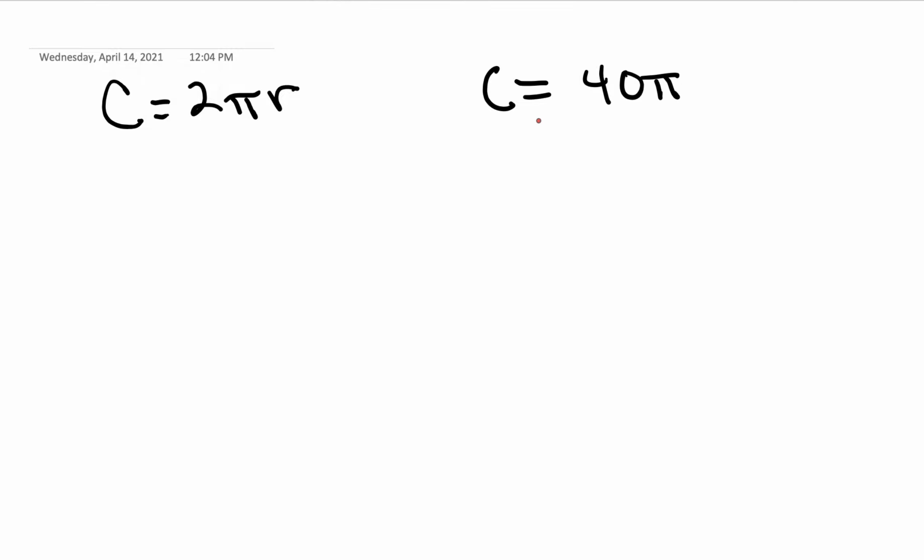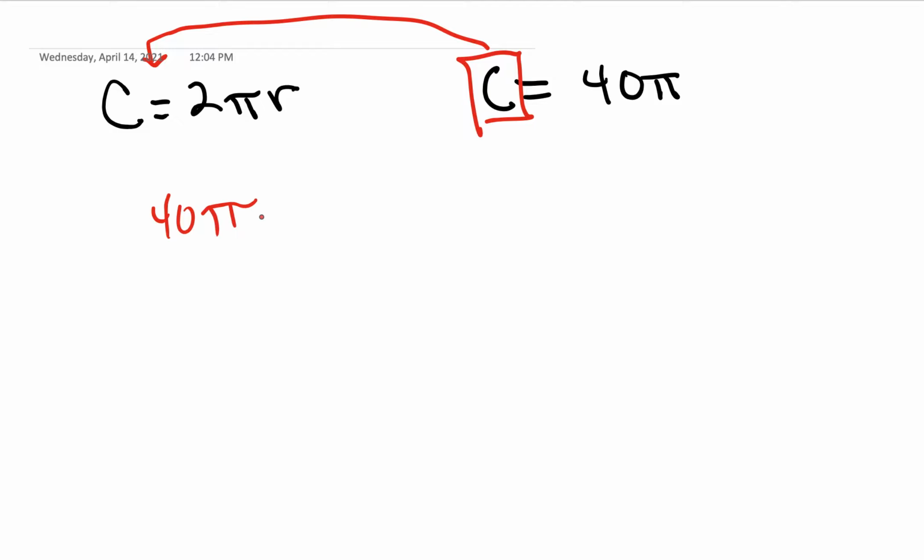So we're going to fill in what we know, the C here, we will substitute. So we'll put 40 pi equals the formula, 2 pi r. And that's for our circumference of a circle. So if we're trying to get the variable alone, r, what we're going to do is we're going to ask, is there any addition or subtraction? We're going to go through PEMDAS backwards.